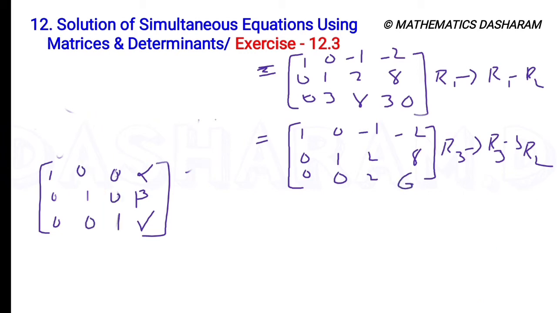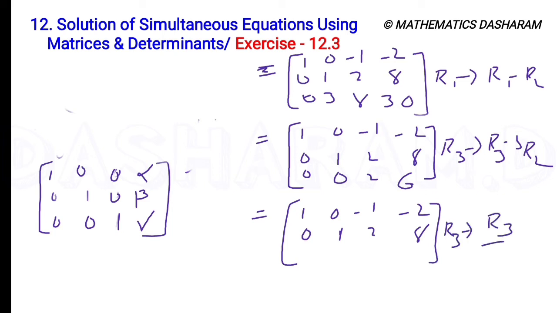The next step is, here we require 1. To get the 1 at that place, I write 1 0 minus 1 minus 2, 0 1 2 8. Now R3 is replaced with R3 by 2. So 0 by 2 is 0, 0 by 2 is 0, 2 by 2 is 1, 6 by 2 is 3.